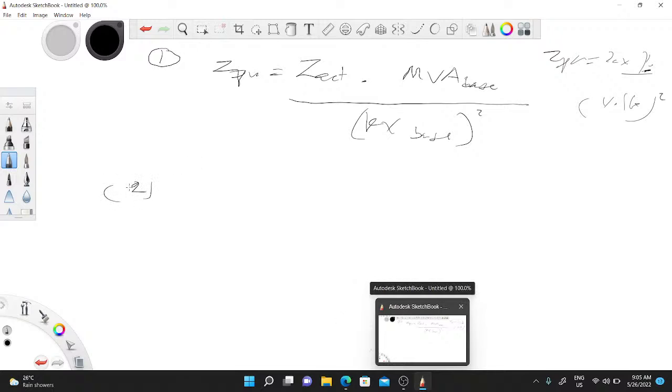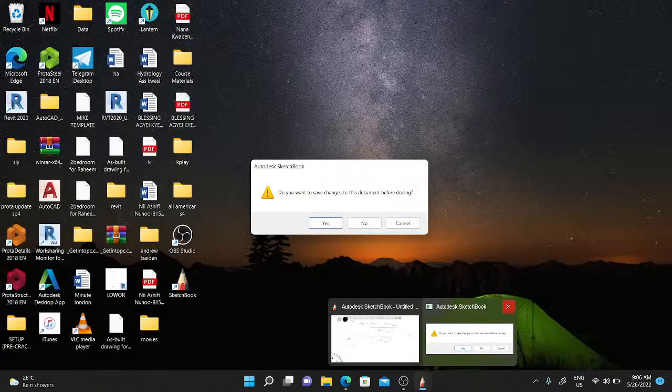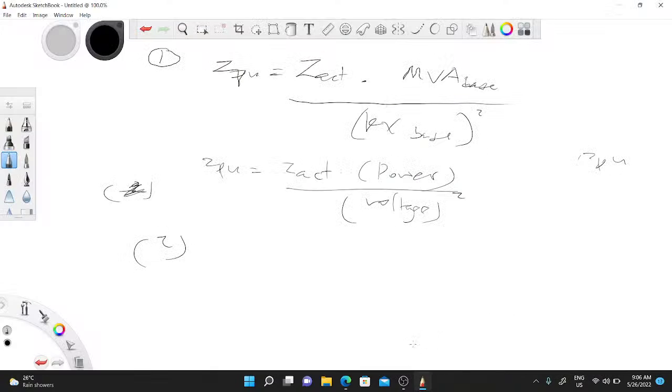The second scenario of a question is where a first ZPU was found under some base values, and now they are giving you different base values to find a new ZPU.